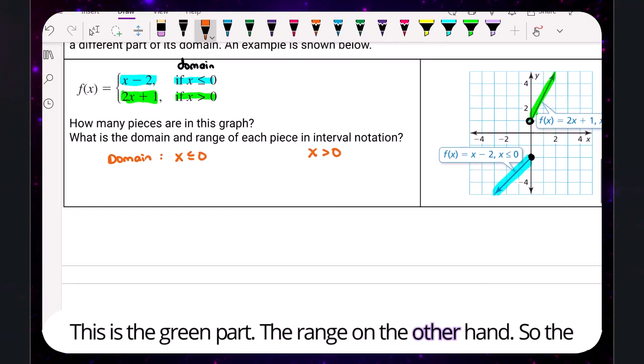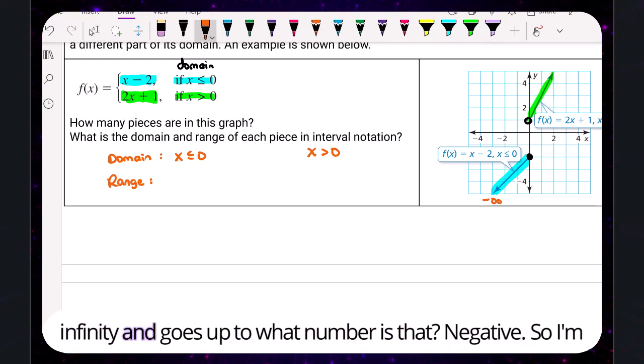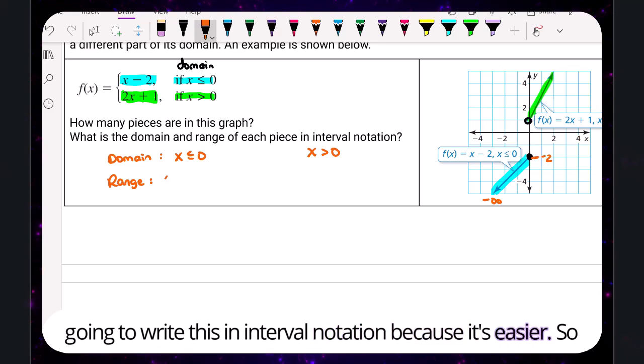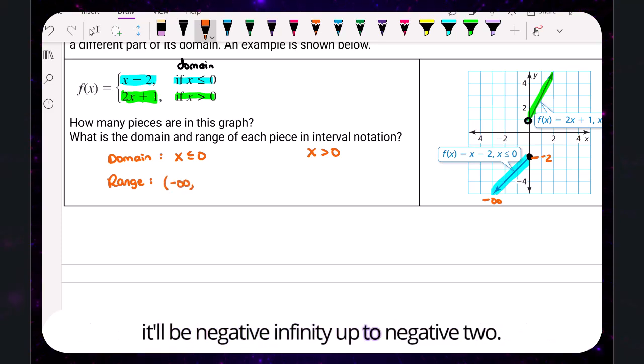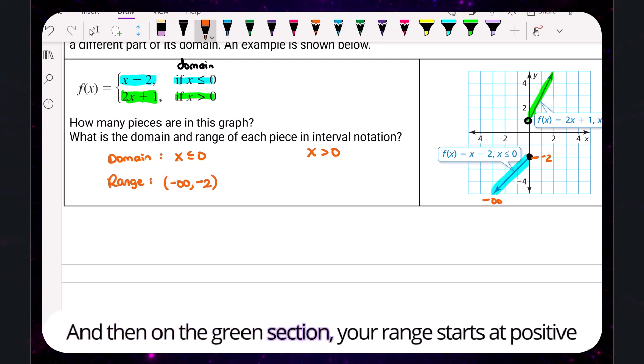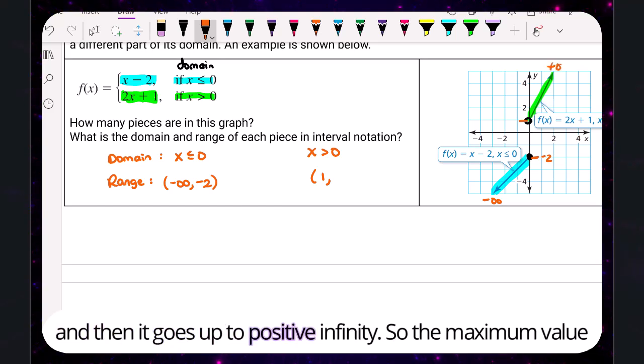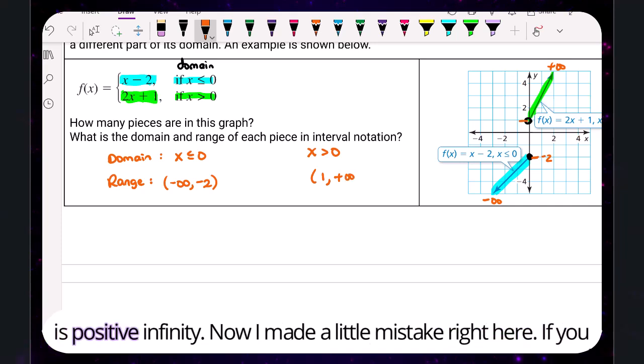The range, on the other hand, so the range of the blue part, that starts down here at negative infinity and goes up to, what number is that? Negative 2. So I'm going to write this in interval notation because it's easier. So it'll be negative infinity up to negative 2. And then on the green section, your range starts at positive 1, does not include it, and then it goes up to positive infinity. So the maximum value is positive infinity.